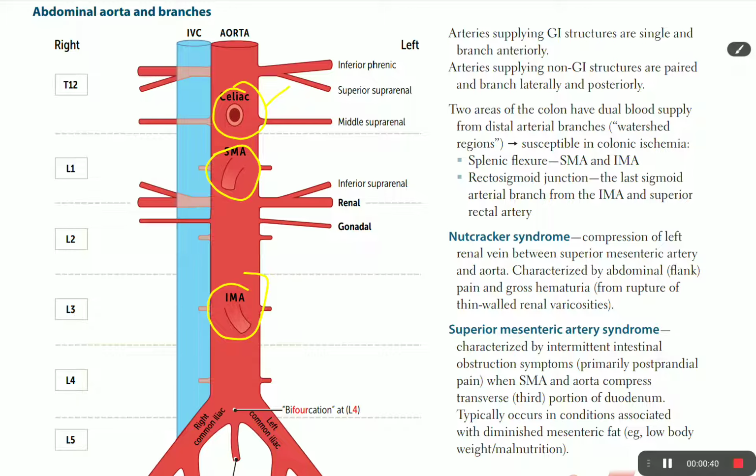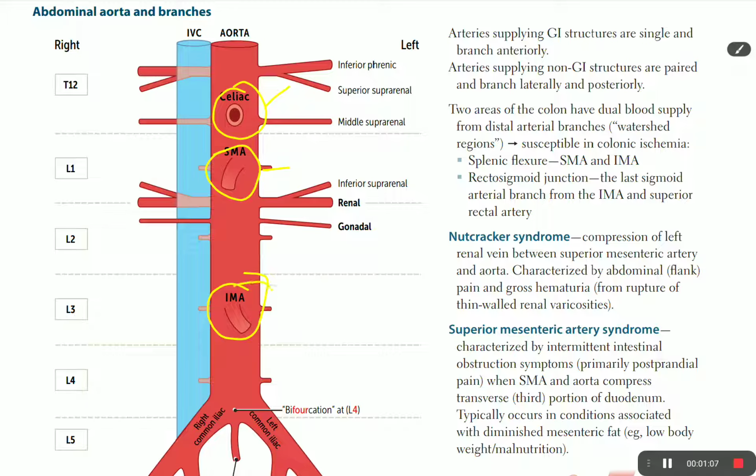Superior mesenteric artery, it supplies the midgut. Midgut is just from the second part of the duodenum till the transverse colon. So it supplies the second part of the duodenum, third part of the duodenum, the rest of the duodenum, jejunum, ileum, and ascending colon till the 2/3 of the transverse colon.